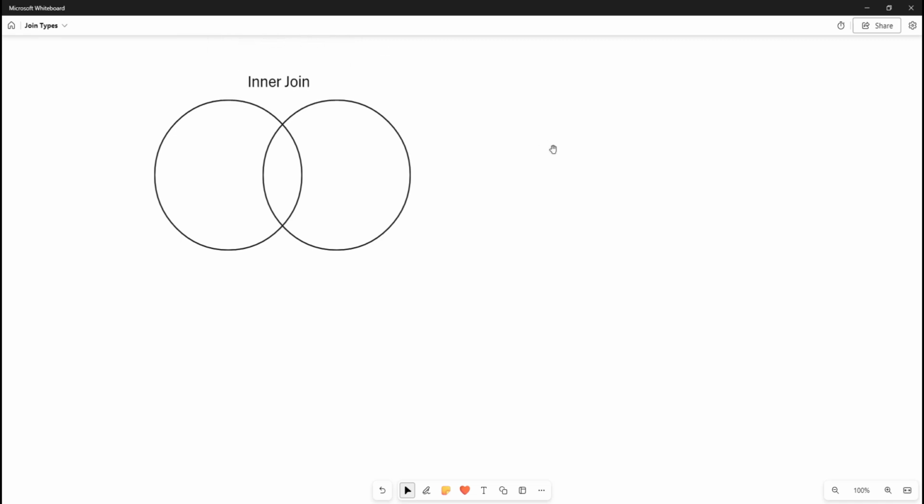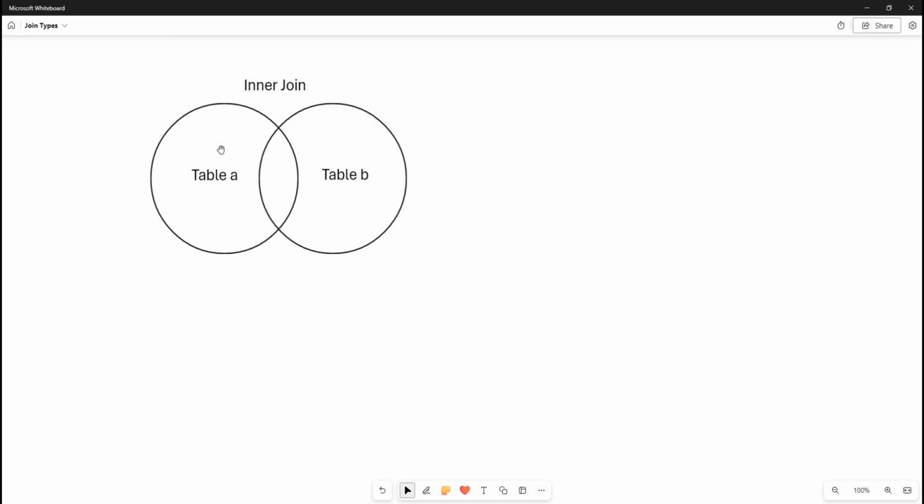Right, so let's label the tables as well. This is going to be table A, and then we want the other table to be table B. You can imagine that this is all the data from table A, and this is all the data from table B. When we do an inner join, we basically only bring back data which is in this middle bit here. So let's put a little sticker there. There we go. This area here represents our inner join.